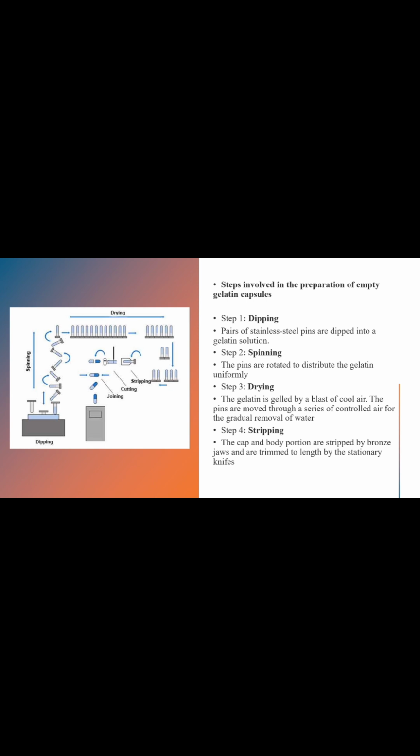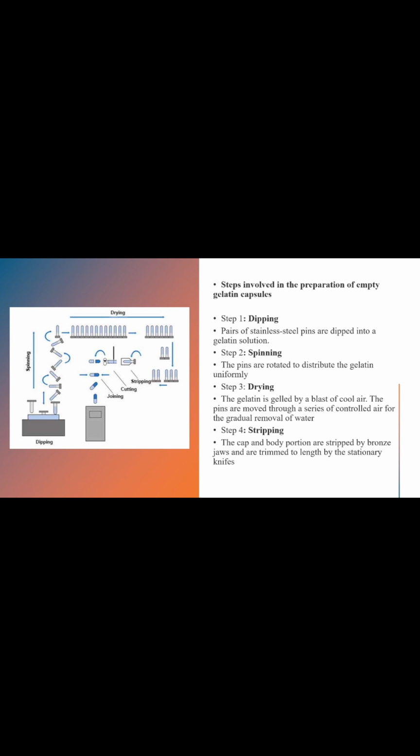Then spinning. After dipping in the gelatin solution, the pins spin around to make sure that the gelatin spreads out evenly on their surface. And then the next step is drying. The gelatin coated pins are dried with cool air. This removes the moisture and sets the gelatin to form the capsule shapes. And the last step is stripping. The dried capsules are carefully removed from the pins. A machine trims them to the right size, and the cap and body of the capsules are separated.